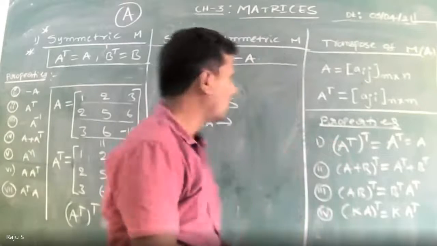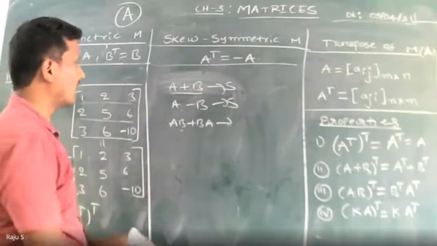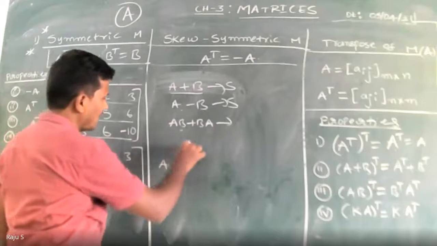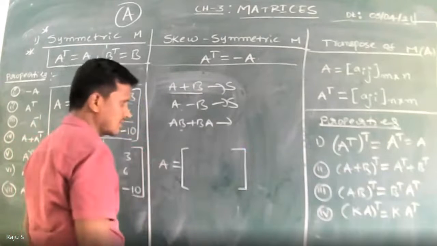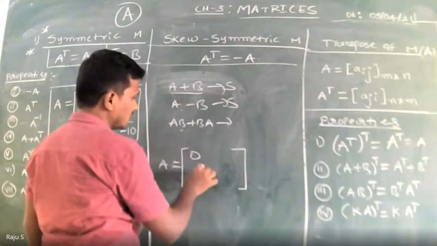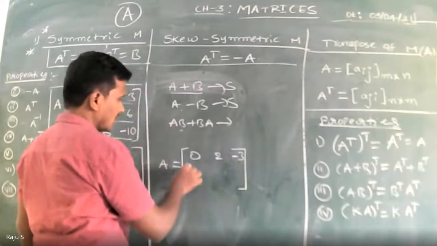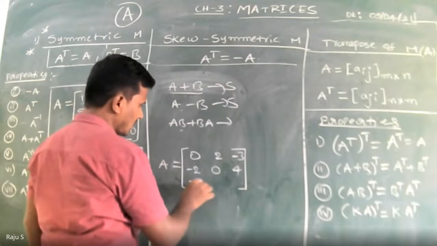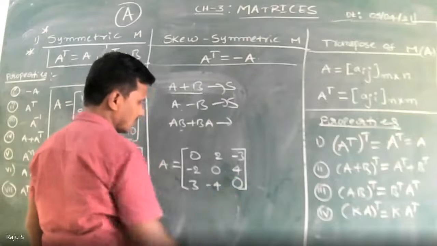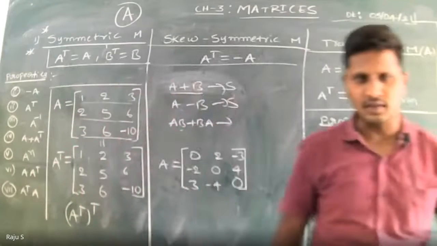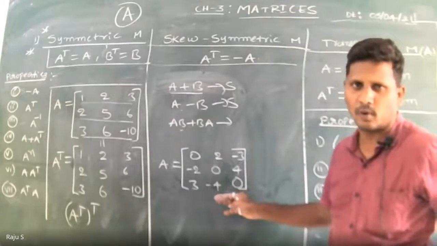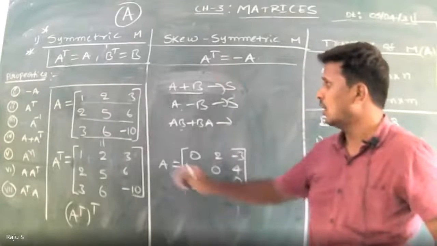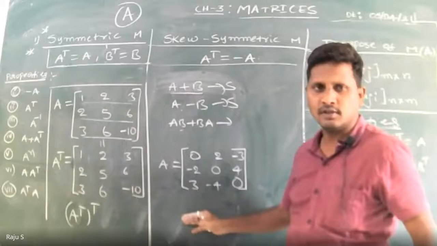So coming to skew symmetric, let us see an example. For example, I am taking here A is equal to 0, 2, minus 3, then minus 2, 0, 4, then 3, minus 4, 0. Okay, so class 6 students already know this property, right? Yet, what do you observe here in skew symmetry?